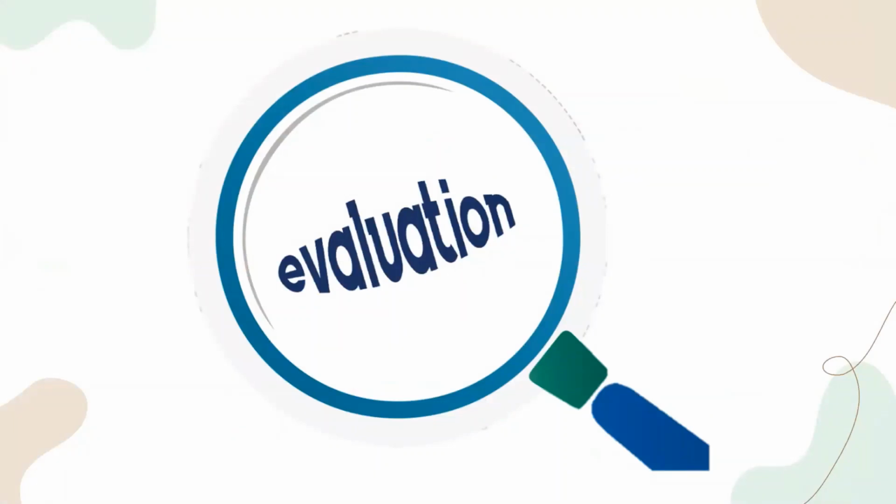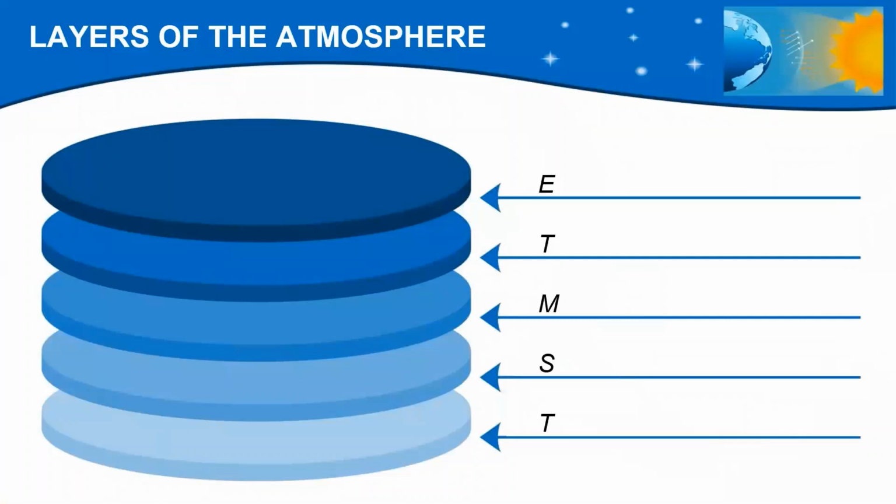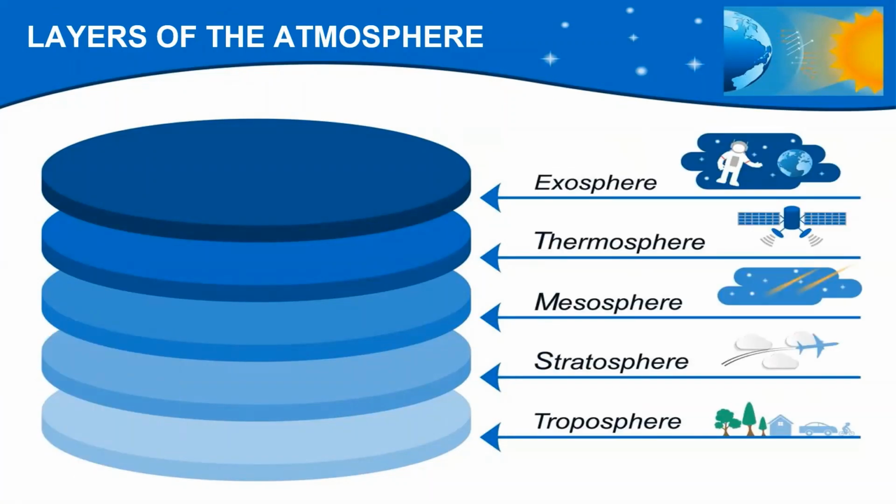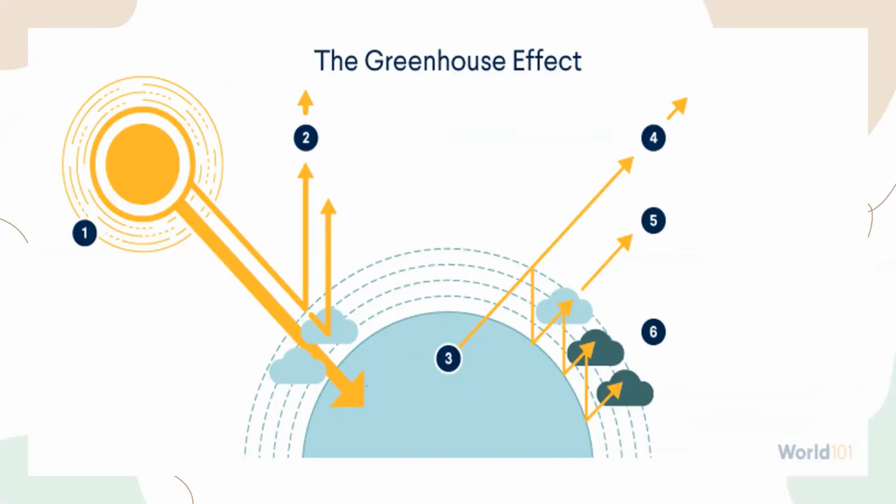Moving on, let us now check if you really understand the lesson. Let us evaluate your learning. It's evaluation time. Identify the layers of the atmosphere, which can be seen in each layer. Wonderful! These are the layers and the objects or phenomena occurring in them. Let's continue. How does greenhouse effect occur?